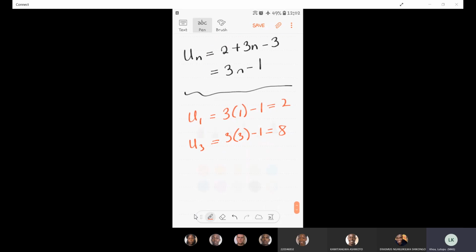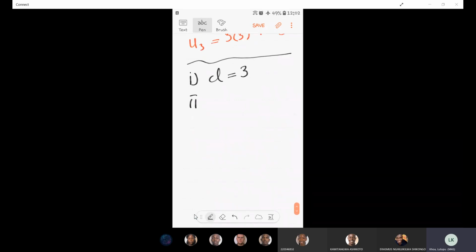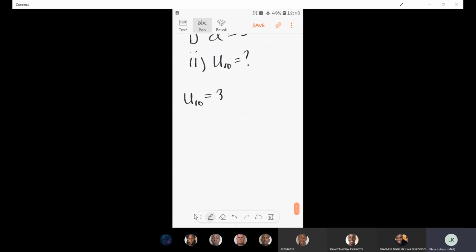Then I am asked to work out the common difference. That was the first question: find the common difference. So I say that d is equal to 3. And then the second question said find the 10th term. So I need to work out u10. I go back to my formula: 3 times 10 minus 1. This is equal to 29.